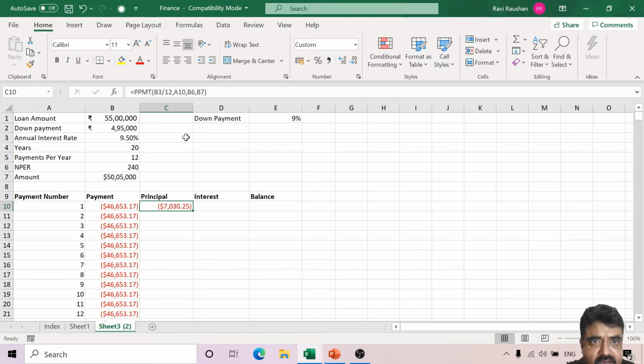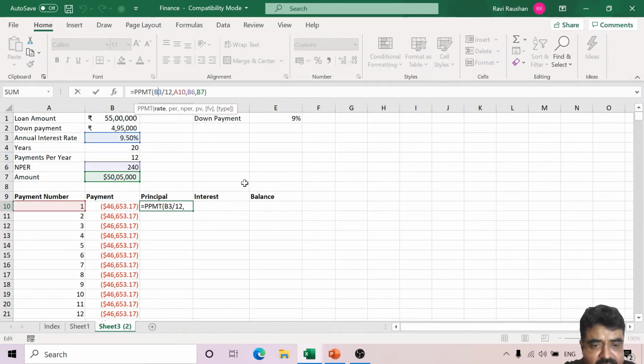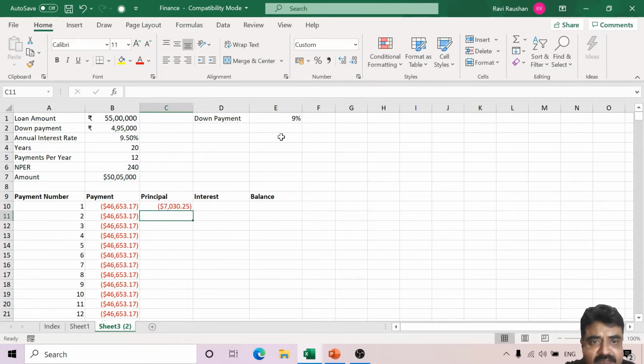Now here again what I do, I fix the things because I'll have to drag it. Period, I will not fix it because period will vary from 1, 2, 3, 4, 5, 6. So I will fix the NPER year and I will fix the present value. Once this is done, I press enter. I can simply drag it down.